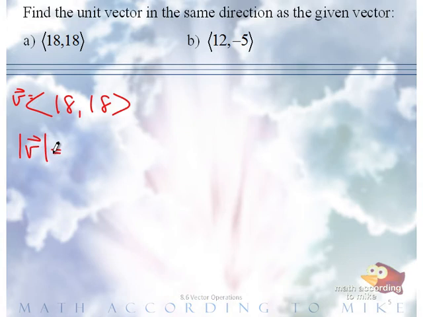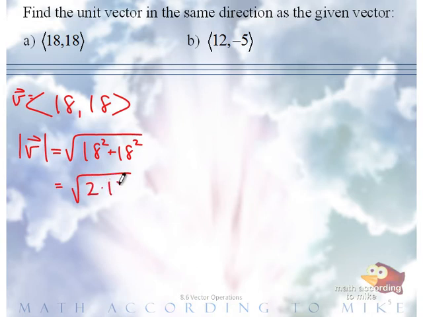So we already did this previously. It was our first example today. It's the square root of each component squared. Without a calculator, what is the square root of 18 squared plus 18 squared? Or realize that 18 squared plus 18 squared is 2 times 18 squared. Break it up into bits. This is just 18 radical 2.